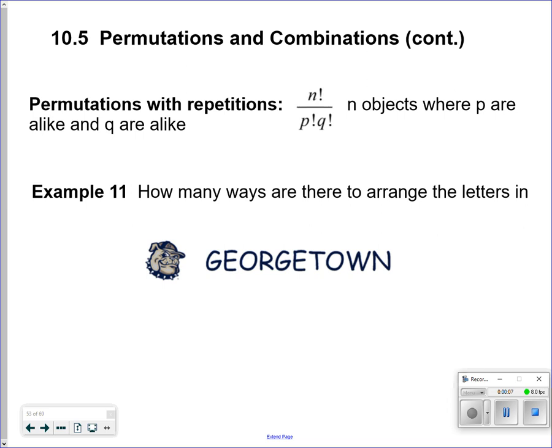Section 10.5, day 2 here, permutations and combinations. And we may combine day 1 and day 2, so just letting you know.